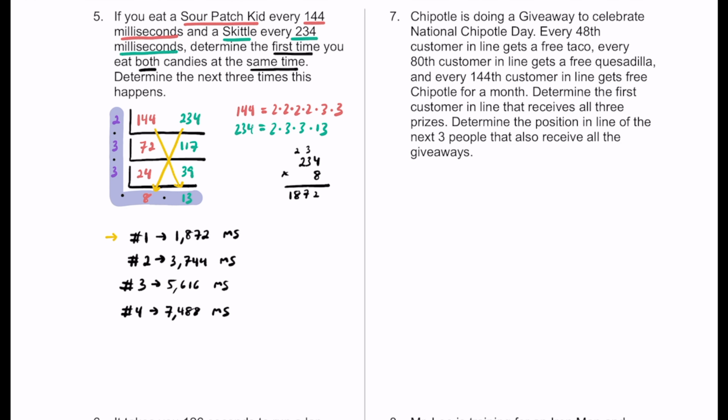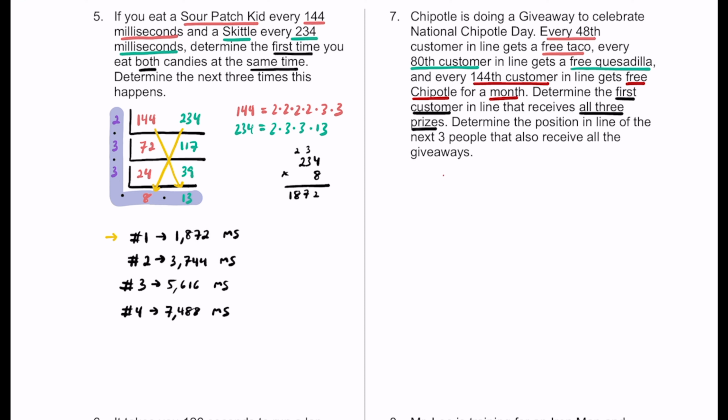For number 7, Chipotle is doing a giveaway to celebrate National Chipotle Day. So we have every 48th customer is going to get a free taco. Cool. And then every 80th customer is going to be getting a free quesadilla. And then we see here that every 144th customer in line is going to get free Chipotle for a month. So free Chipotle for a month, that's pretty sweet. Determine the very first customer in line that receives all 3 of these prizes. So that's going to be the LCM here.